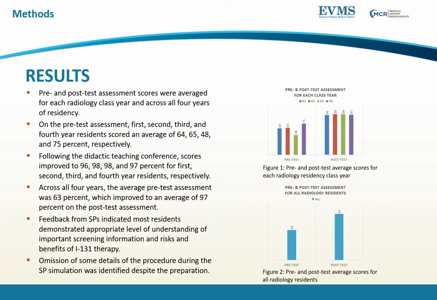Average results for the pre- and post-test assessment were calculated for each radiology resident class year and across all 4 years of radiology residency. On the pre-test assessment, first, second, third, and fourth year residents scored an average of 64, 65, 48, and 75% respectively, as demonstrated in Figure 1. Following the didactic teaching conference, scores improved to 96, 98, 98, and 97% for first, second, third, and fourth year residents respectively. Scores were also averaged across all 4 years of residency, with an average pre-test assessment score of 63%, which improved to 97% on the post-test assessment as seen in Figure 2.